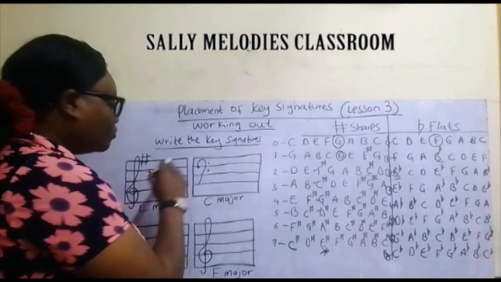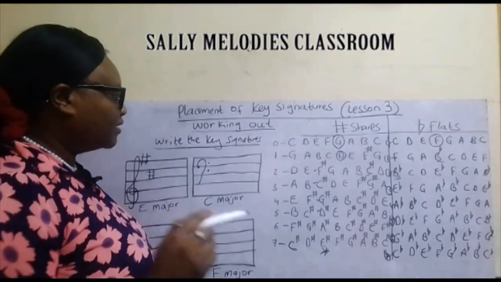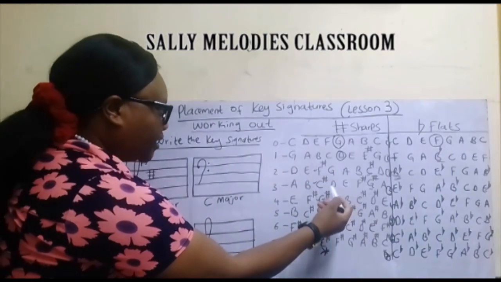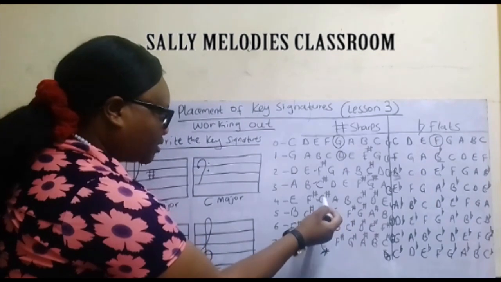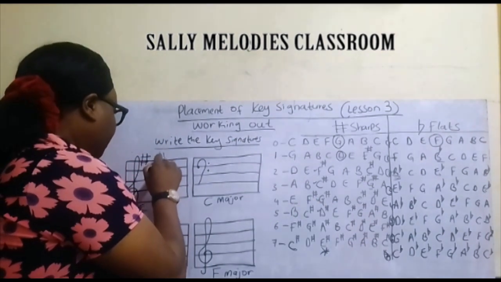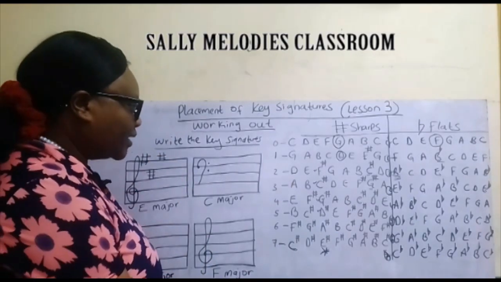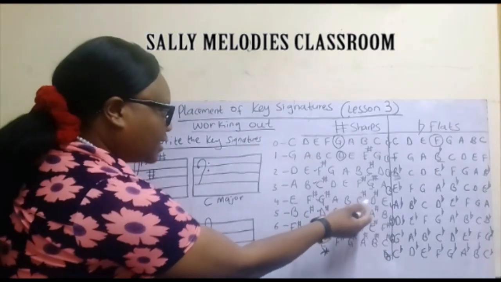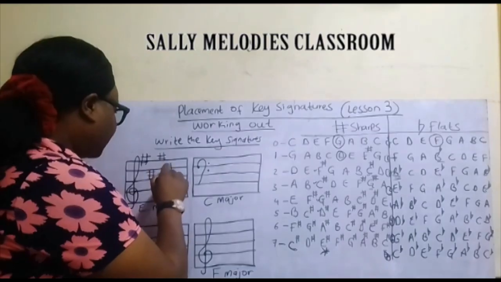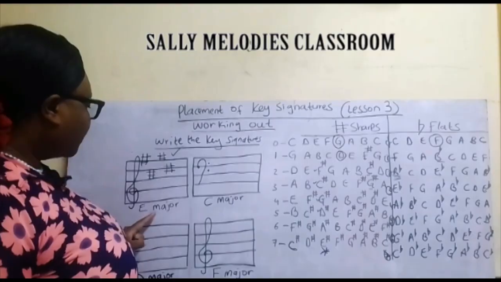You must also know how to name the lines and spaces of a staff. And then the next sharp is on G. We are following the order, G. So you come and put the G here. And then the last one is D. Your D is here. So that is E major.